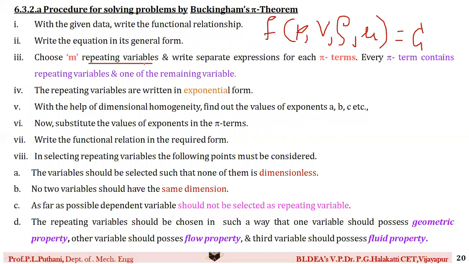And you have to write the separate expressions for each of the pi terms. Every pi term which you are choosing should contain repeating variables as well as one of the remaining variables. I will tell you in further slides how to choose the repeating variables and what the remaining variables are. Then the repeating variables which you are choosing, you write in the exponential form.